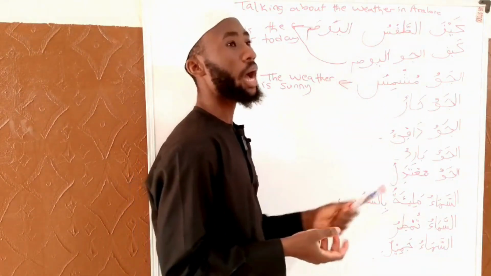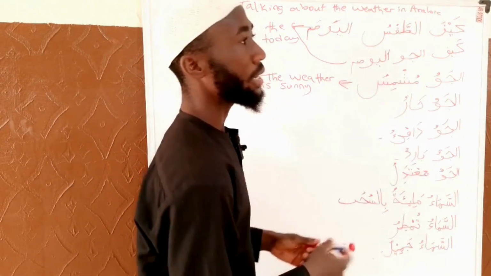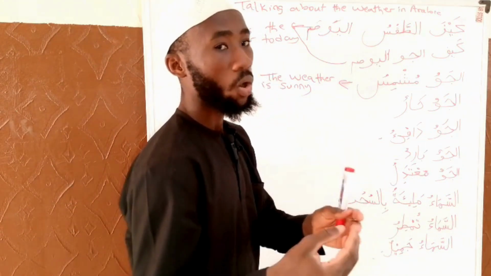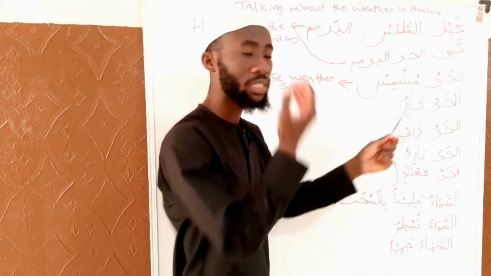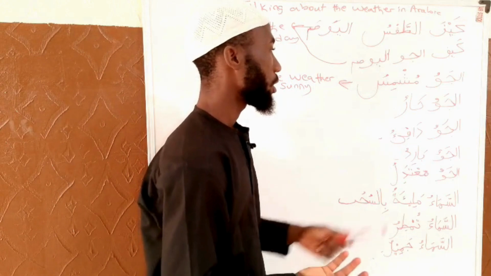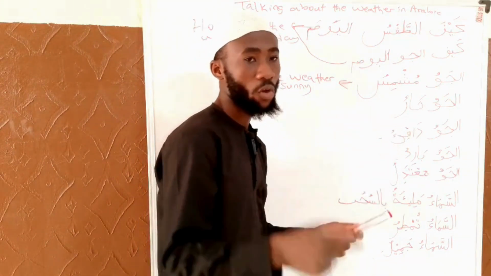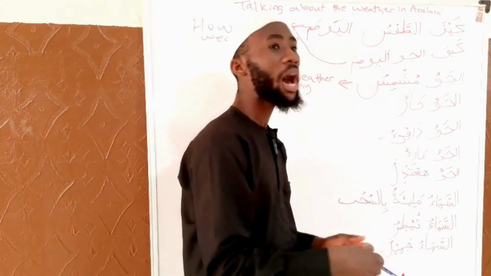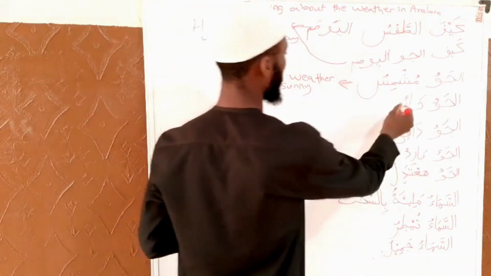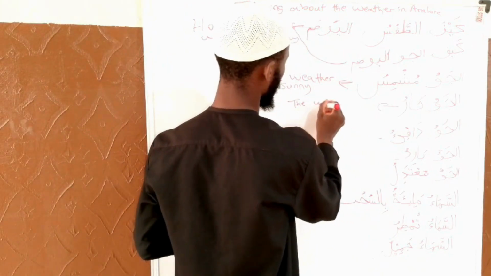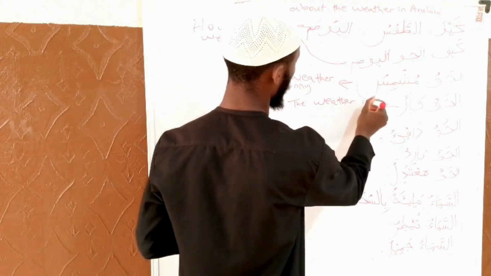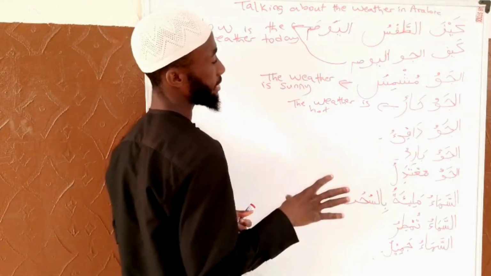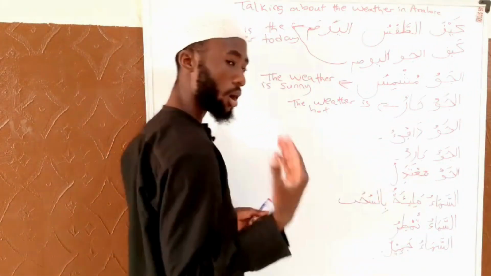Now we have al-jawu harru. That is, the weather is hot. Al-harr, this harr means hot. That's the Arabic of hot. The Arabic of hot is harru. So you say al-jawu harru. That is, the weather is hot.